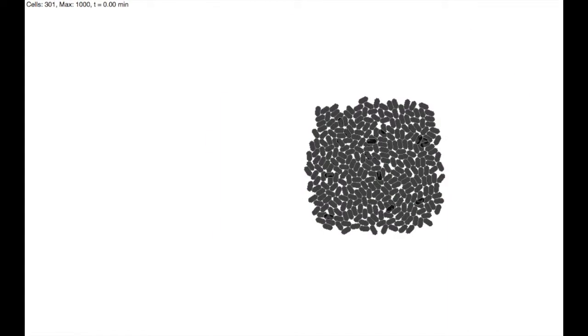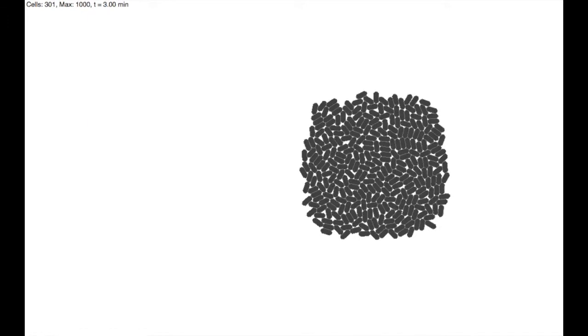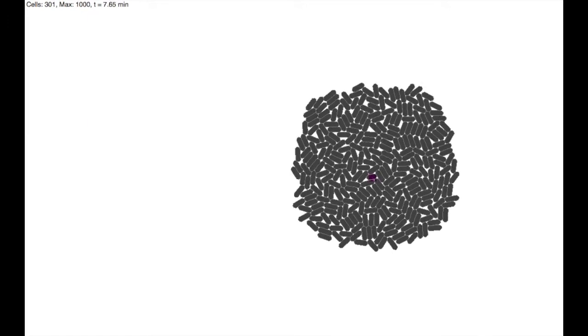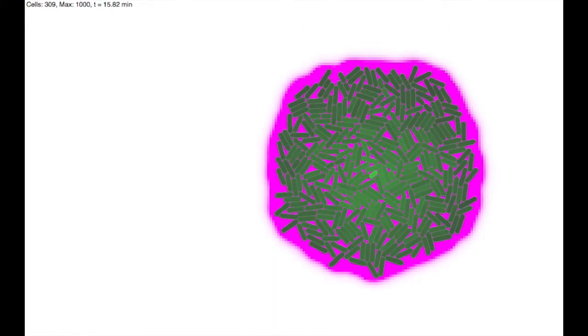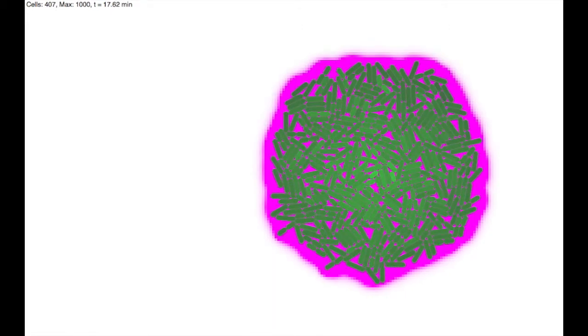Now let's look at the spatial analysis of the population of cells. Cells grow in an off state until the sensing cell releases an AHL signal, which propagates to the rest of the population. Then the cells start to produce GFP, and you can see this by the change in green color, and the purple is AHL.